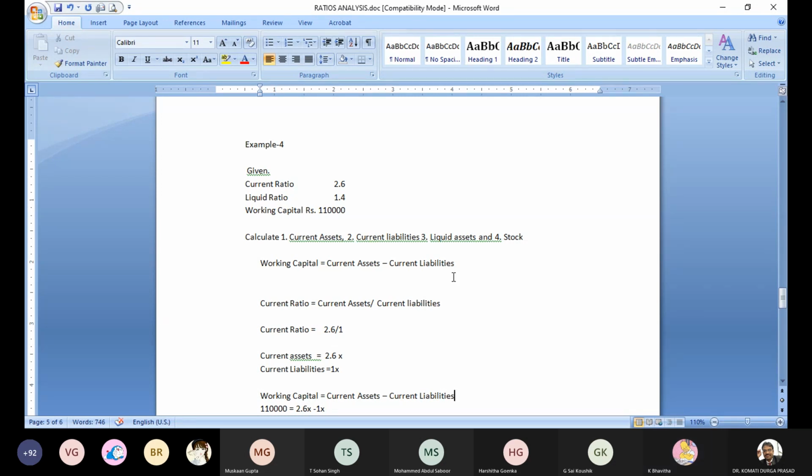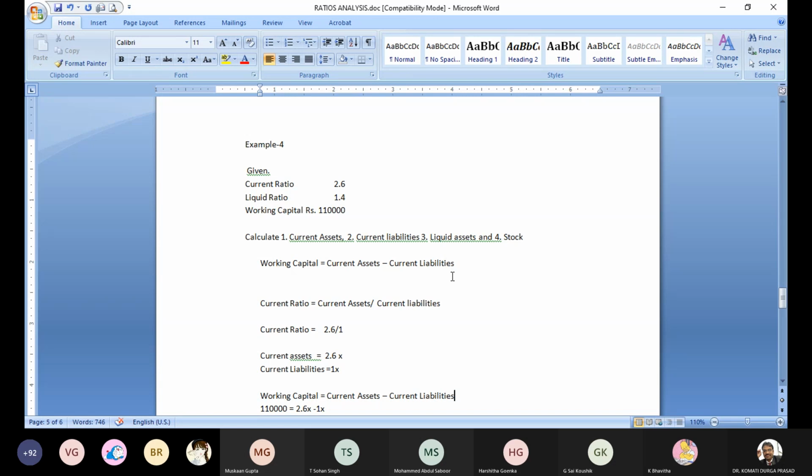Remember, always in this type of problem, some value is given. Here working capital is given, that is 1,10,000. Working capital is equal to current assets minus current liabilities. Here current ratio is also given, that is 2.6. Remember, current ratio always means some value is to 1. It may be 0.5, even is to 1. Always it is current liabilities 1 time against what are the current assets.